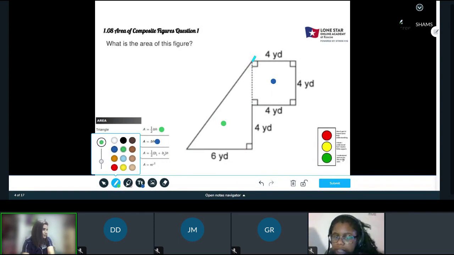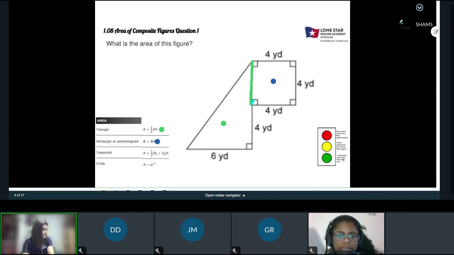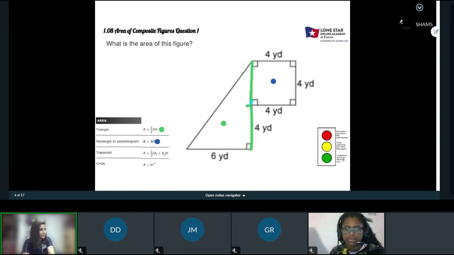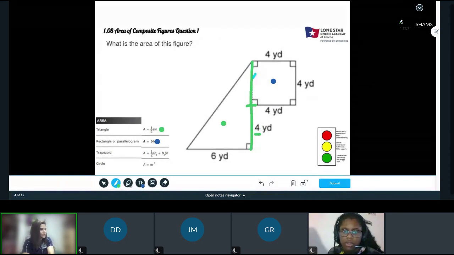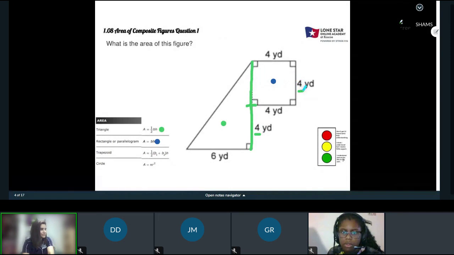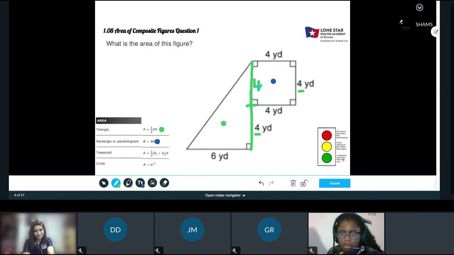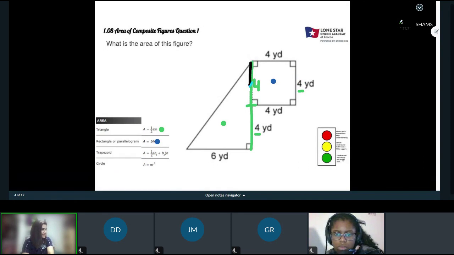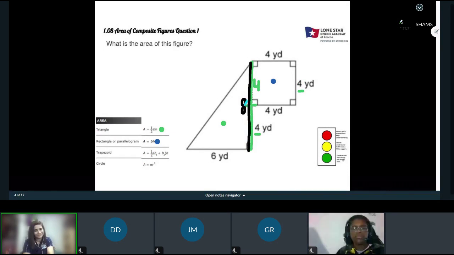And this side of the triangle, height is missing. I know this part of the height is 4. I also know that because this is 4, then this part is also 4. That means the entire height will be 8. 4 plus 4, the entire height, right? That's divided into 2 parts, which is supposed to be 8. 4 plus 4, height of 8.